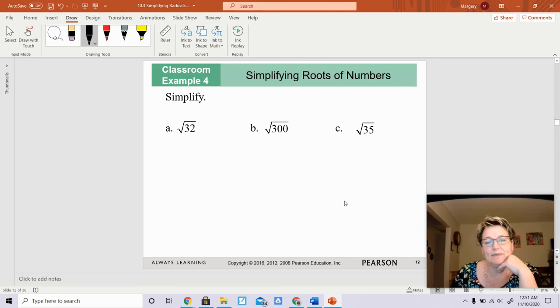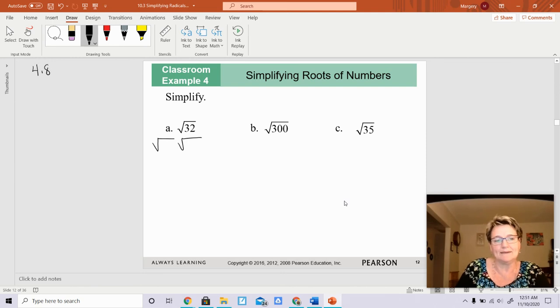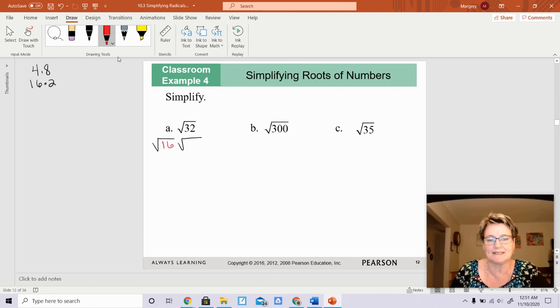Now, when I'm trying to simplify the square root of 32, what I always do is I think of a perfect square times something that gives you 32. First of all, 32 is 4 times 8, or 16 times 2. I always try to pick the number that has the largest perfect square root. So I'm going to pick 16 and 2. The square root of 16 is 4, and I cannot square root 2.